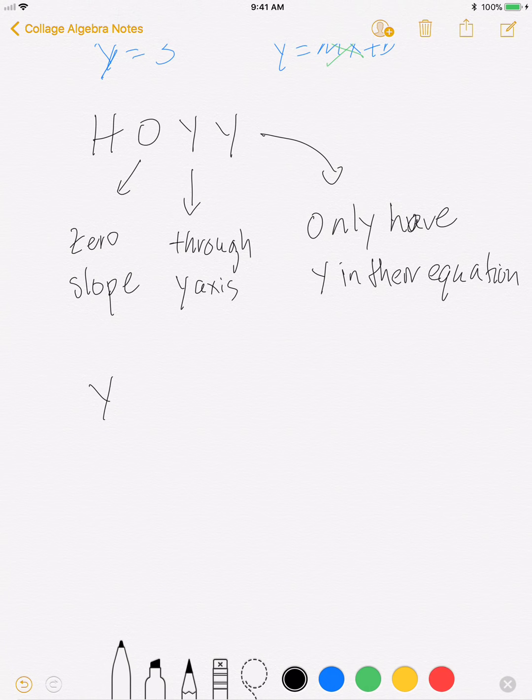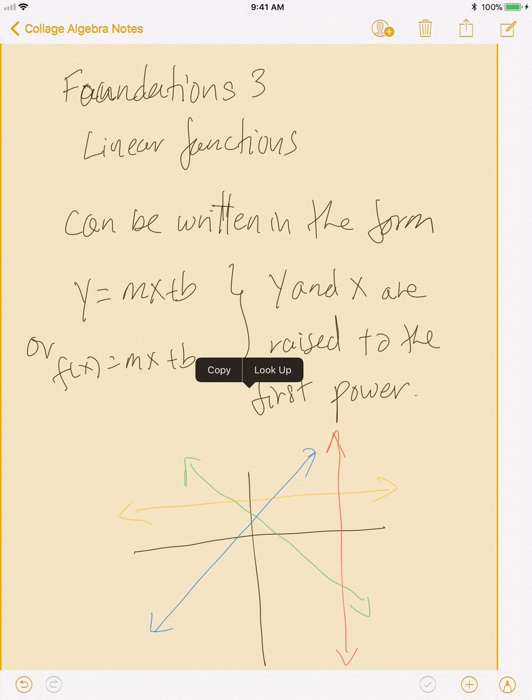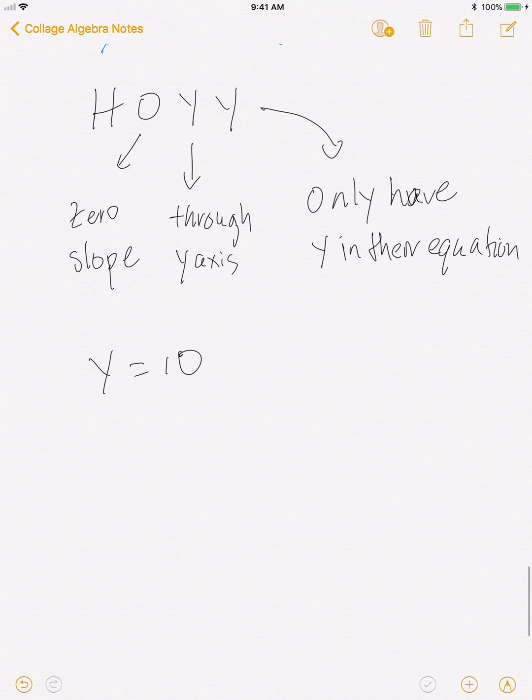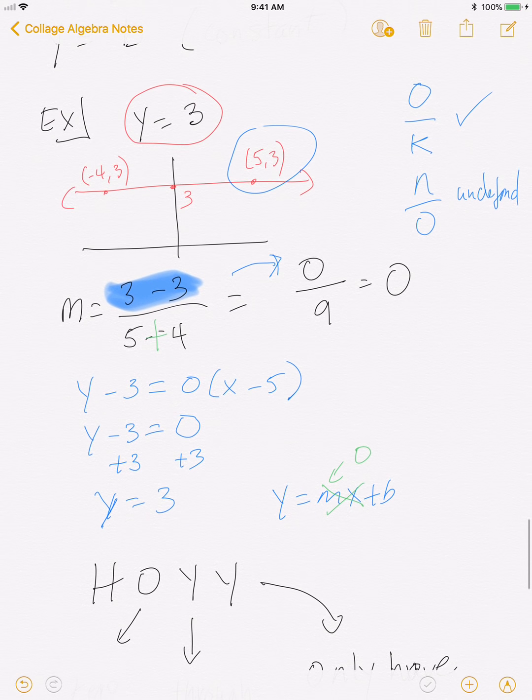So if you see y equals 10, this is a horizontal line because there is no x in the equation. It is a line that goes from left to right. Similarly, we have vertical lines.